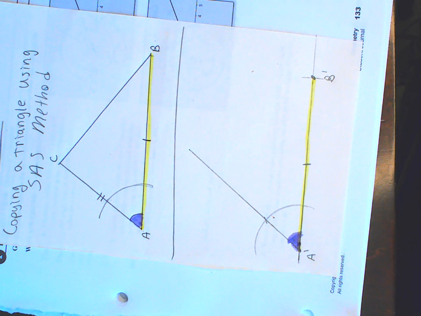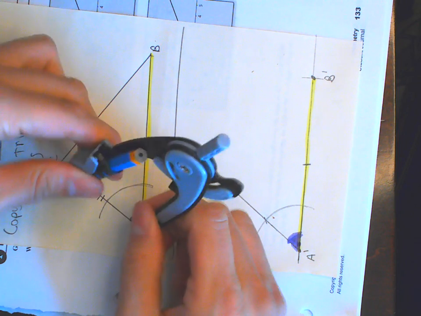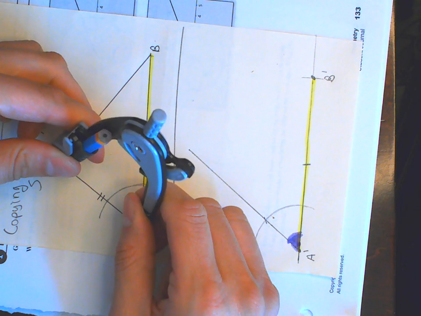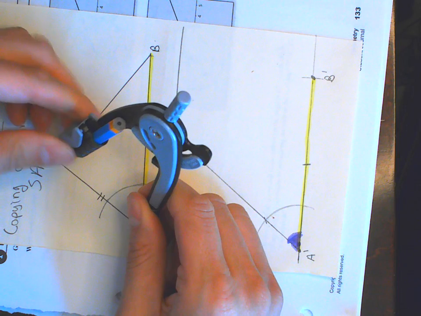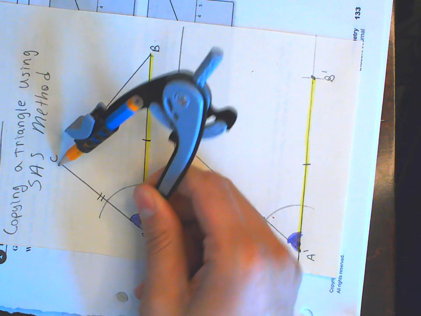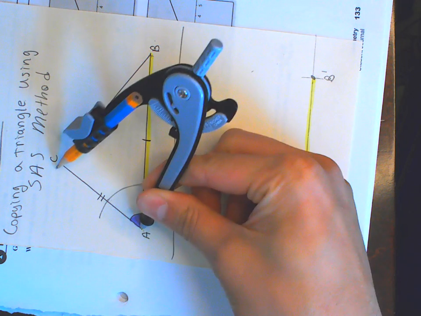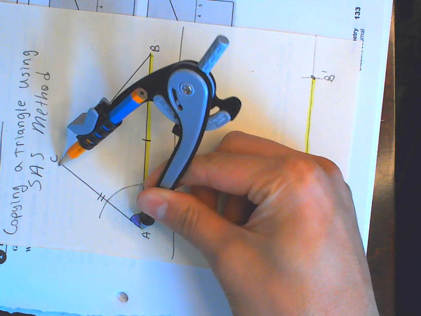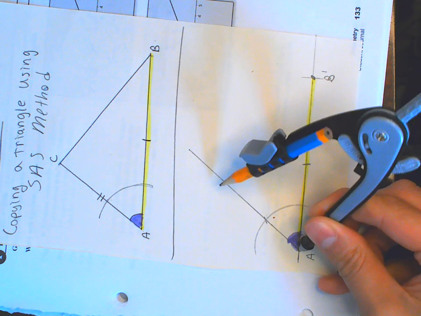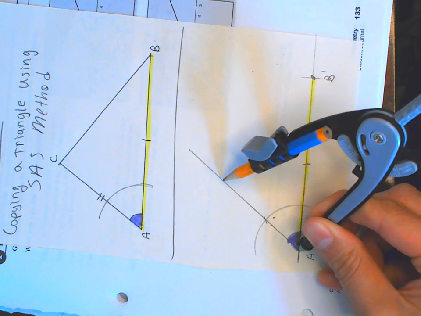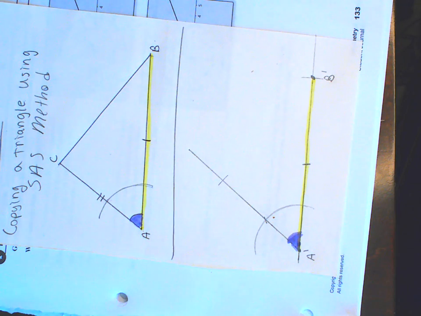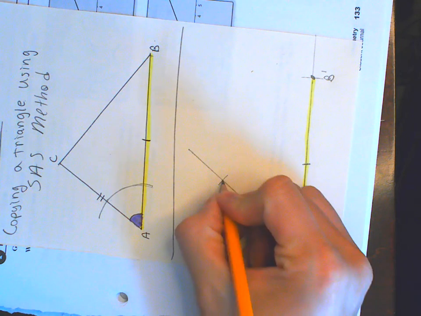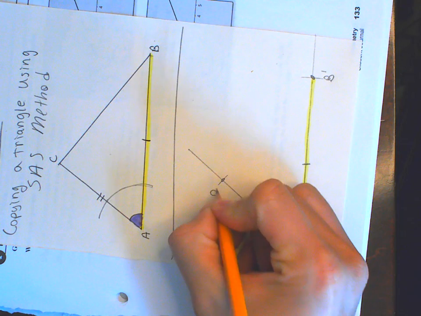Now the next step is to measure from A to C, right there. You can see it, my hand's in the way. From A to C. And put it on A prime. Draw yourself a little arc. And this point right here is going to be my C prime.